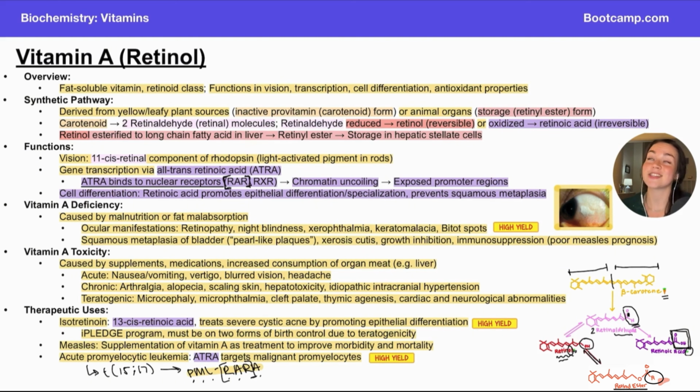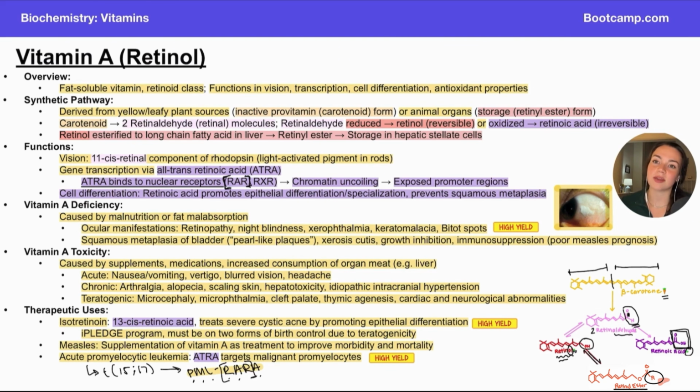And it's crazy to the test writers, too, because they love to test it. This comes up all the time. Know APML inside and out, and know that you use all-trans retinoic acid to treat it. They're going to test it in a million different ways, whether you can identify it, whether you know how to treat it. It showed up on Step 1, it showed up on Step 2, it follows you forever. Know this for sure. So let's wrap this up.